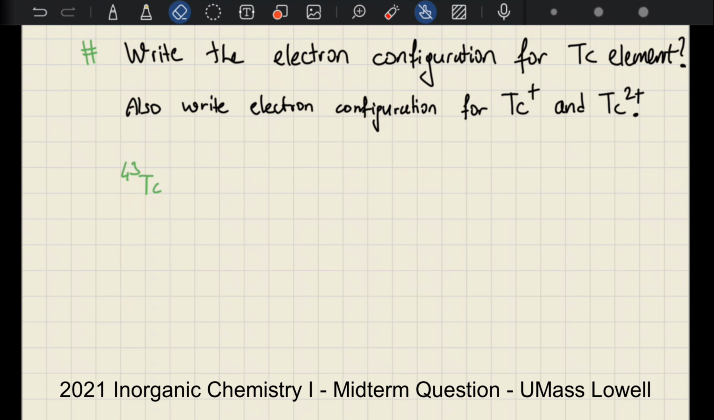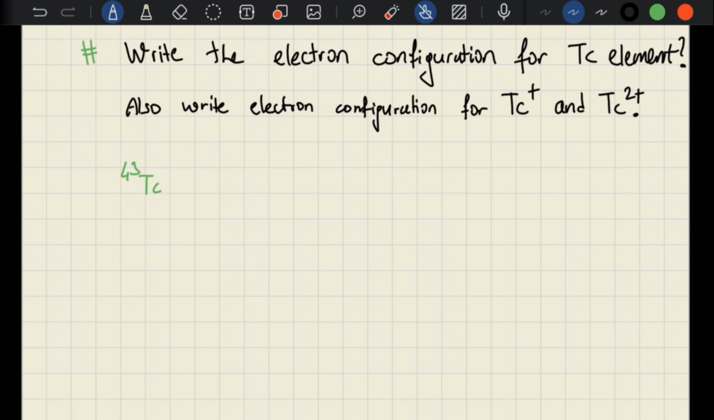So, write the electron configuration for the Tc element. Also write the electron configuration for Tc+ and Tc2+. So how can we do this question correctly? Firstly, we have to know the correct electron configuration for the Tc element.